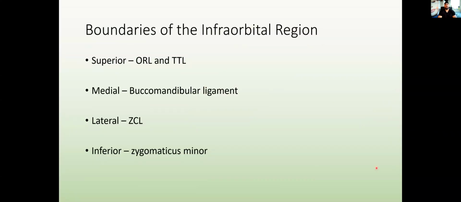So what are the boundaries of the infraorbital region? So remember the diagram I showed you earlier on. So superiorly, you're going to have your orbicularis retaining ligament, as well as your tear trough ligament. Medially, you will have your buccomandibular ligament. Laterally, if you think of this logically, it's your zygomatic cutaneous ligament. And inferiorly, you're going to have your muscles, so your zygomaticus minor and major.